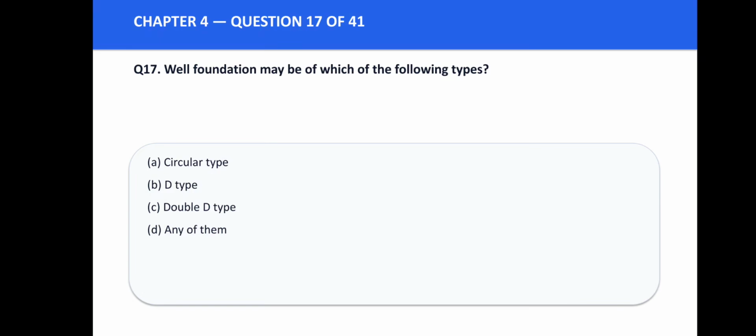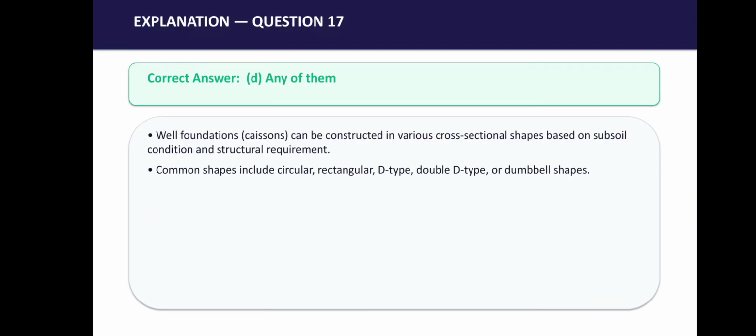Option A. Circular type. Option B. D type. Option C. Double D type. Option D. Any of them. The correct answer is option D. Any of them. Explanation. Well foundations or caissons can be constructed in various cross-sectional shapes based on subsoil condition and structural requirement. Common shapes include circular, rectangular, D-type, double D-type, or dumbbell shapes.